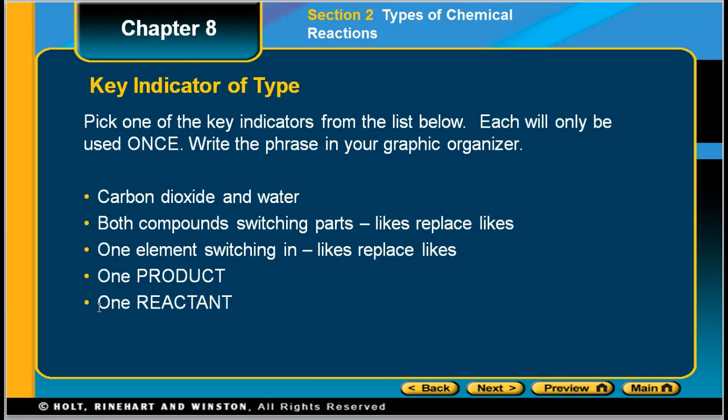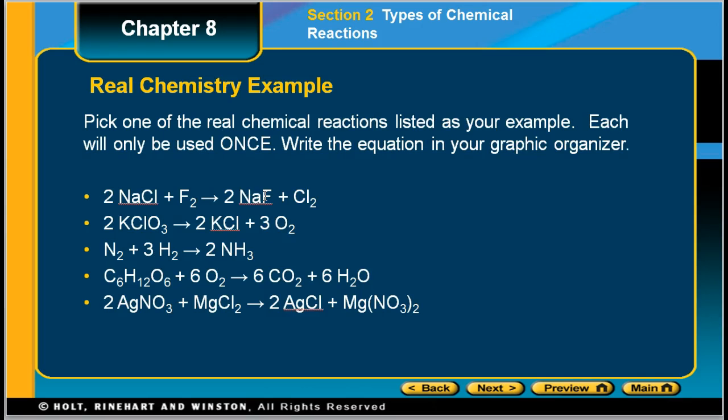So if we're looking at our indicator of types, you can see the first one is carbon dioxide and water. That is an indicator that you have a combustion reaction. Again, it's only those 2 though. So looking at our choices, you can see choice number 4, C6H12O6 plus 6O2 makes 6CO2 and 6H2O.